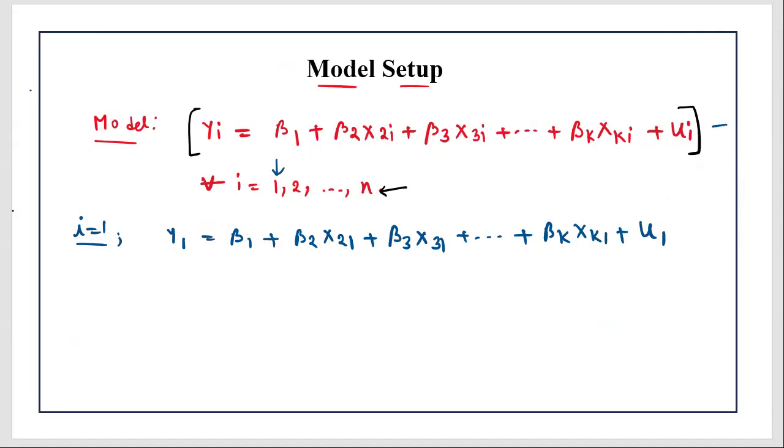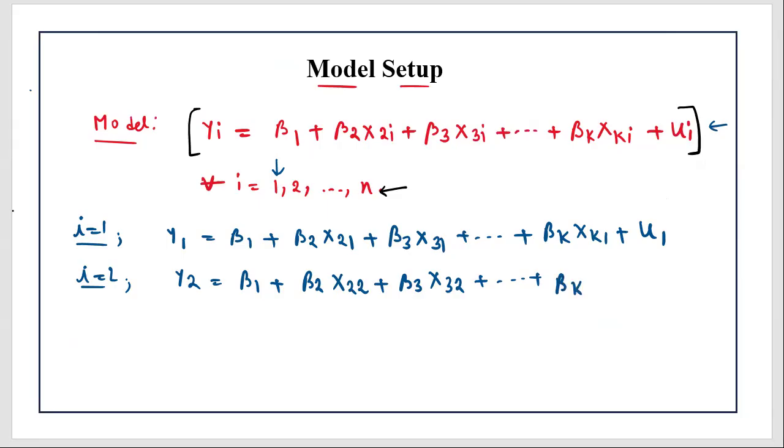So in the model, wherever you see i, I have put the value 1. In a similar fashion, you can do this for 2. Y2 equals beta 1, so the intercept stays the same, the rest of the portion changes. So it will be beta 2 x22 plus beta 3 x32 plus beta k xk2 plus u2, right? So you will do it for all the observations.